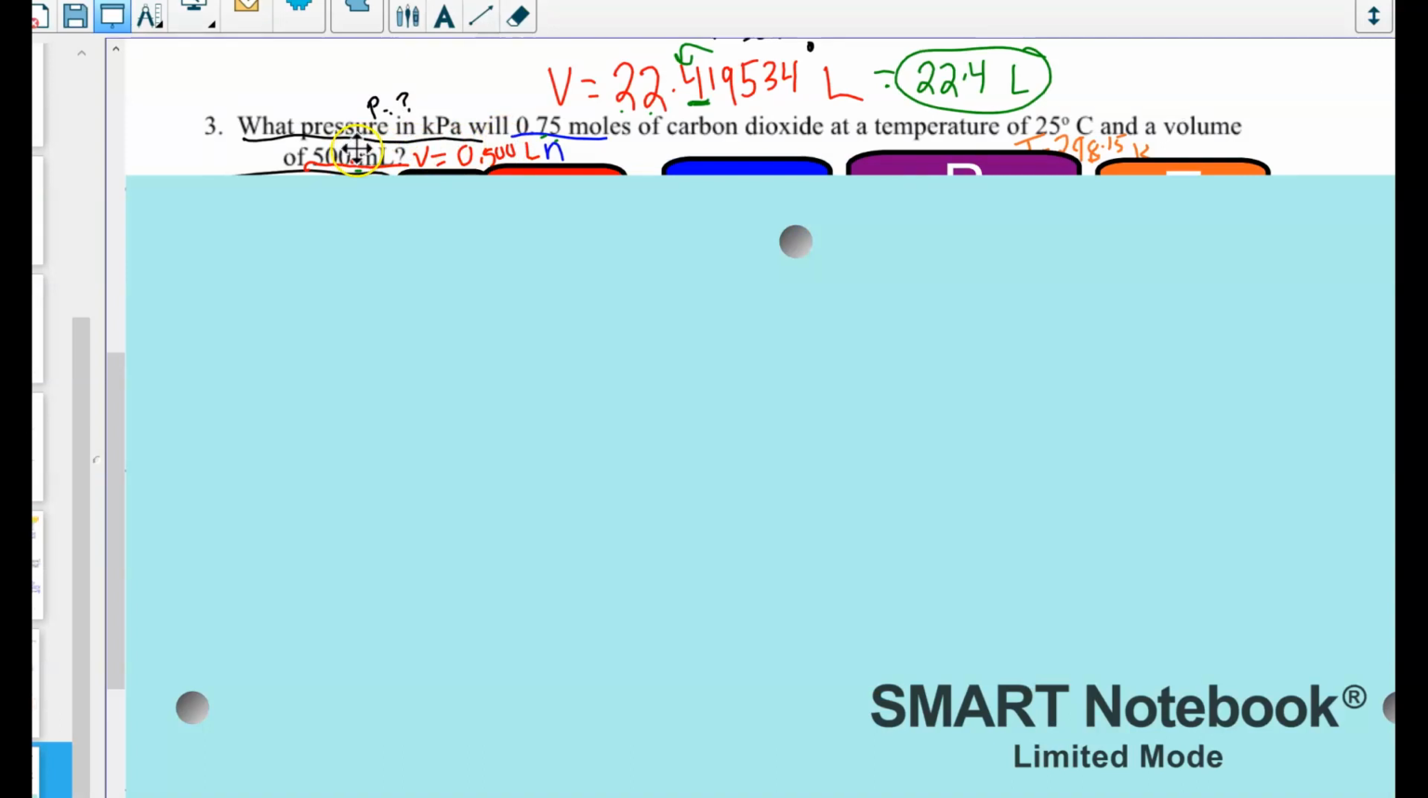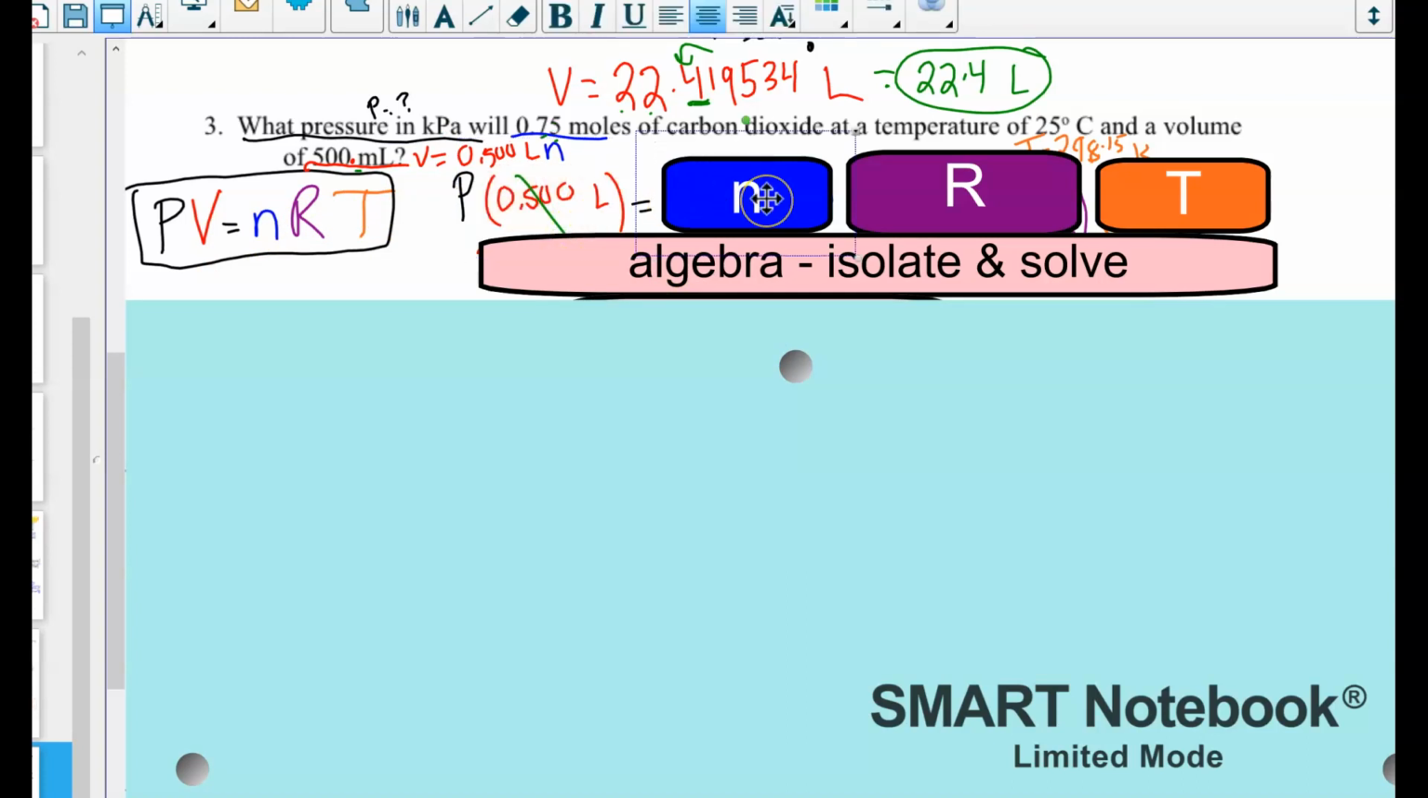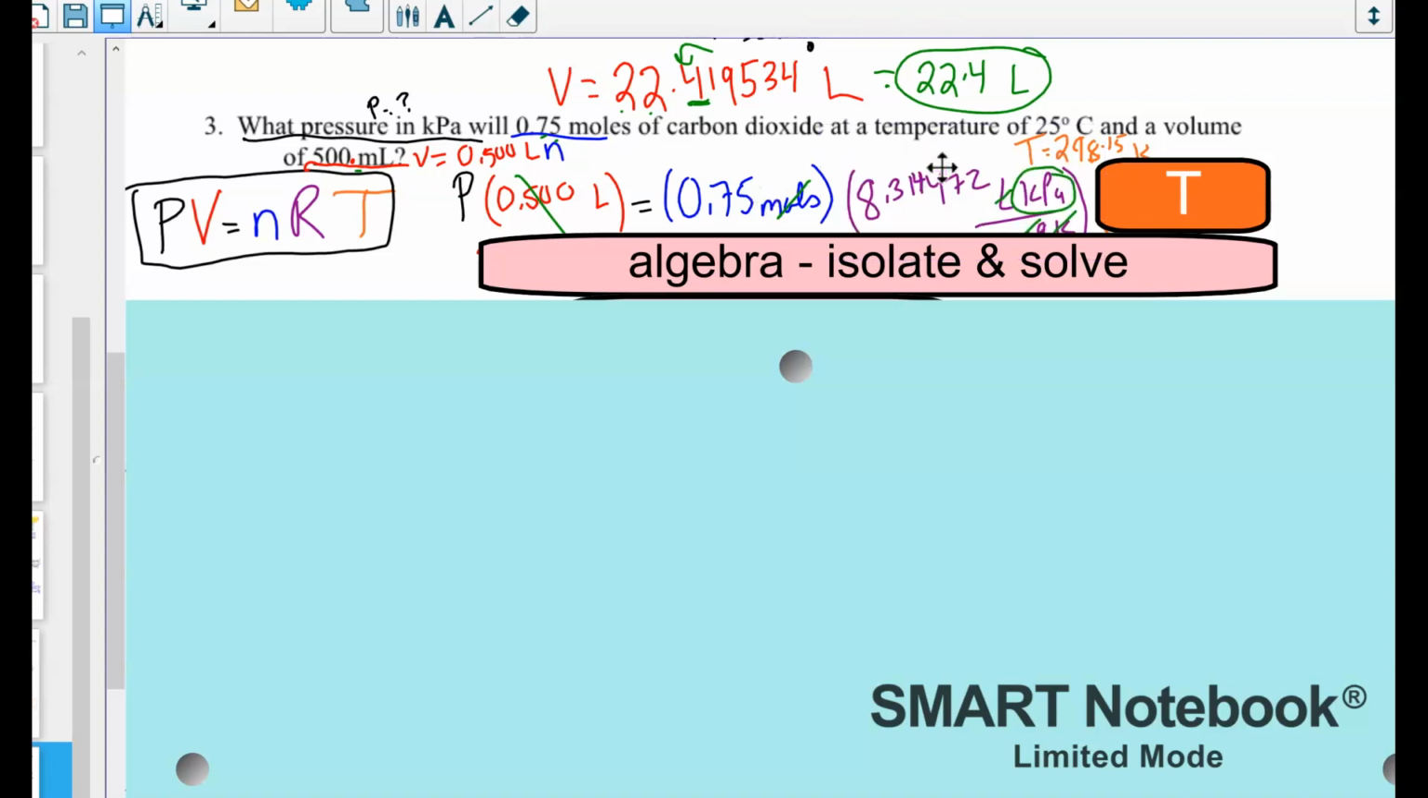So remember, quick trick is go 1, 2, 3. Volume is 0.5 liters. Start with your original equation. The pressure is unknown. It's the variable we're going to isolate and solve for. Volume is 0.5 liters. My N, my number of moles, is 0.75. The R value, I can pick whichever one I want, really, because whatever R value I pick, it will give me the pressure that I need. So make sure you pick the number that goes with kPa. And temperature, we've got to convert 25 to Kelvin. So add your 273.15, you get 298.15.